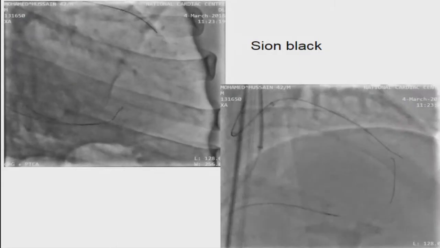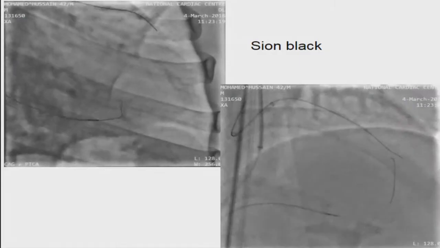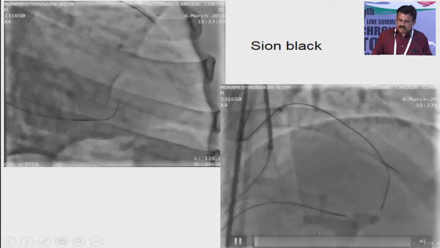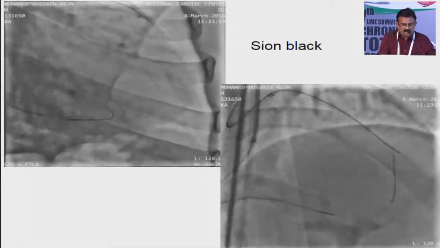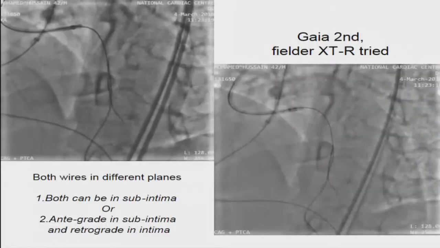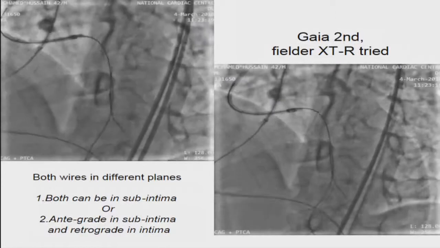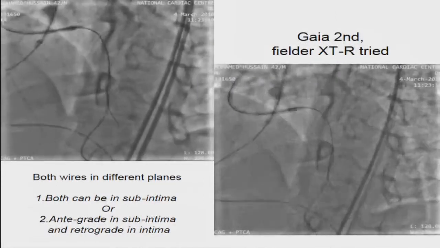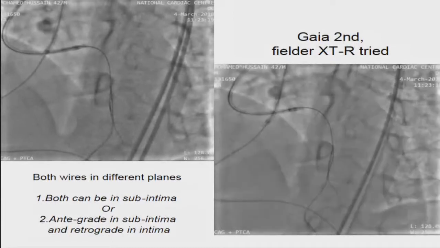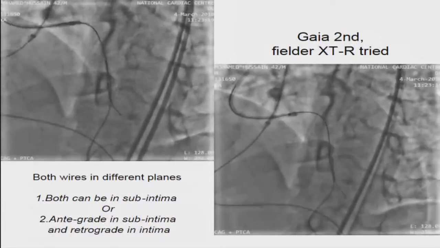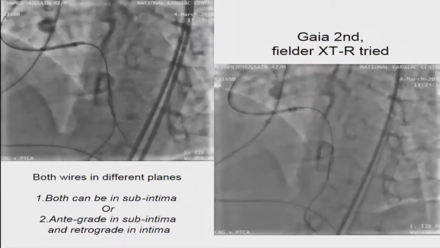Once you have a dissection, we decided not to stent it. We decided to go retrograde because of the excellent collaterals seen. The collateral wire we took with the Sion Black, but the Sion Black is not going. We have taken both into the subintimal space. Two wires, Gaia Second tried, Fielder tried, but both wires are in different planes. It can be in the subintima, or one in the subintima and the other in the intima.